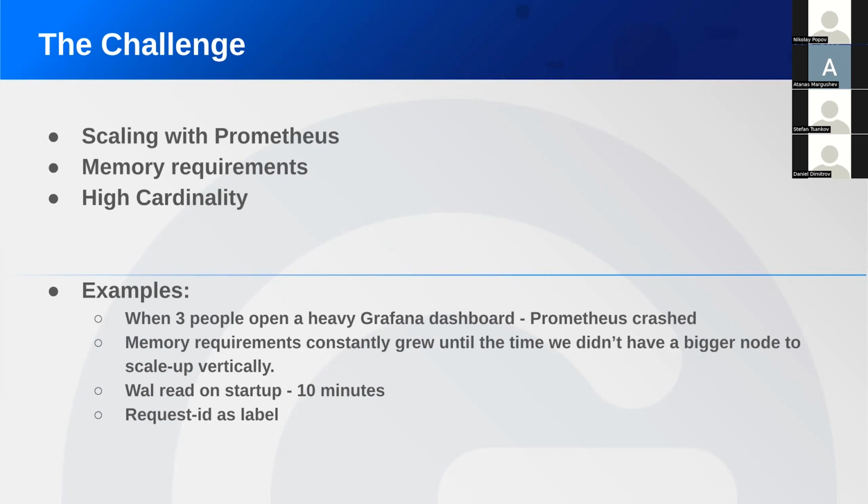We eventually hit a spot where Prometheus was working alone on a single node, which is the biggest node allowed from a certain group that is cost effective, with 32 gigabytes. And at some point we couldn't raise its memory limits anymore. We hit the bottleneck of vertical scaling.